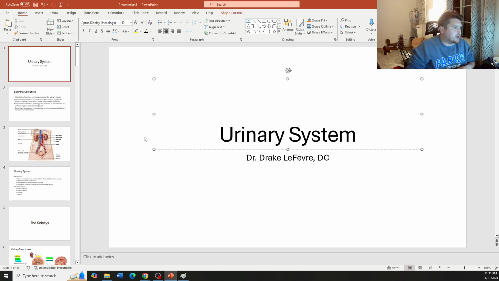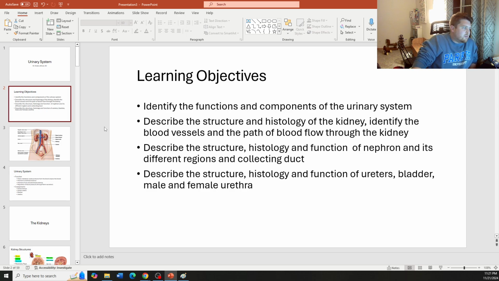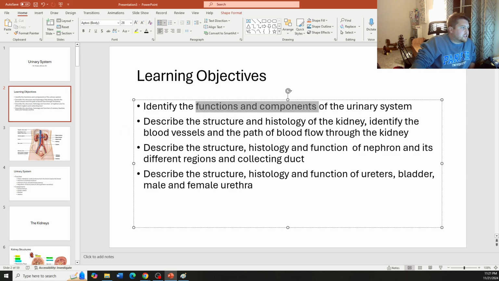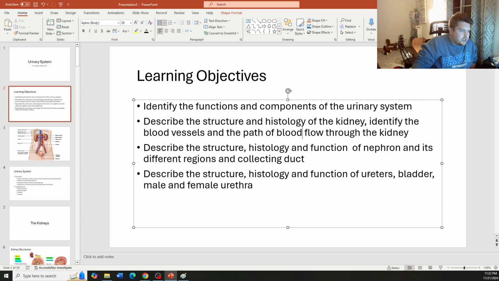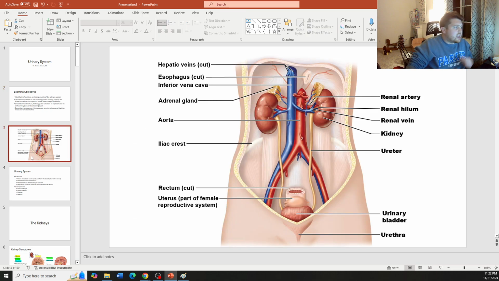So today we'll be talking about the urinary system. Some of our learning objectives: functions and components, structure and histology of the kidney, blood vessels, blood flow, structure and histology of the nephron, as well as the structure and histology of the ureters, bladder, and the male and female urethra. So here's our overall urinary system.